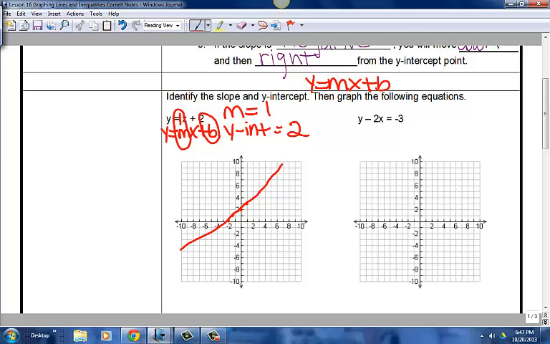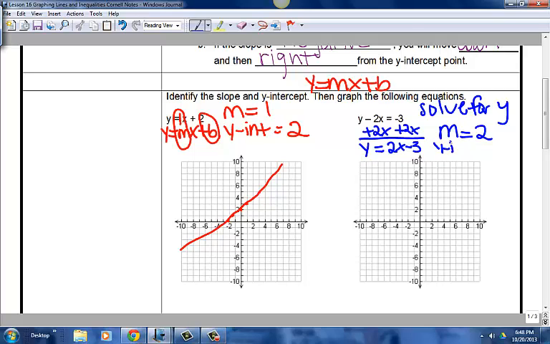So let's try the second example. Just from looking at this, I have y minus 2x equals negative 3. That's not in slope-intercept form, so we're going to have to solve for y. I'm going to add 2x to both sides, and I get y equals 2x minus 3. Now it's in slope-intercept form. My slope is 2 and my y-intercept is going to be negative 3. Make sure to use that sign, whichever is in front of your number.